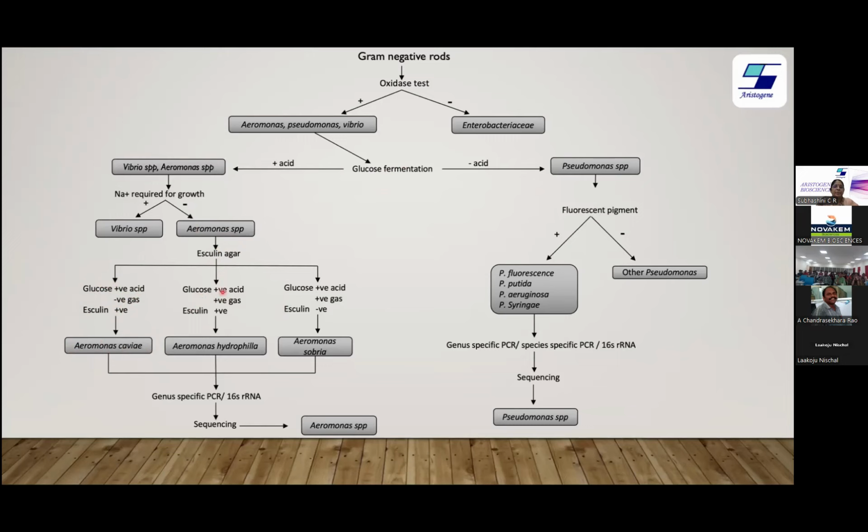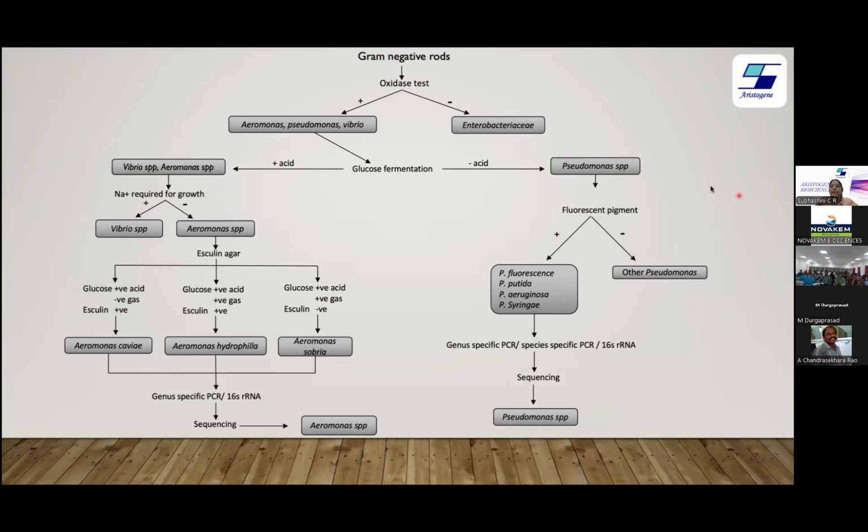Production of acid from glucose, production of gas from glucose fermentation, and esculin positive, all three positive, is Aeromonas hydrophila. Production of acid from glucose, production of gas from glucose, and esculin negative, we call Aeromonas sobria. So this is how we identify up to species level using the biochemical characters. Further, we will not stop with that. This is only presumptive. We can go for PCR of the Aeromonas genus using primers specific for the genus, and then sequence them to arrive at the final conclusion, the species-level molecular identification. So this is how the species of Aeromonas is identified.